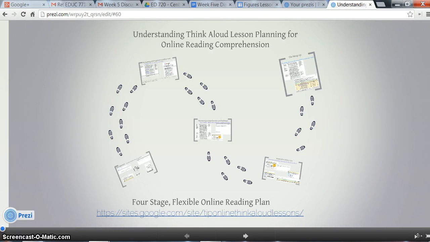This Prezi focuses on understanding Think Aloud lesson planning for online reading comprehension: a 4-stage, flexible online reading plan. You can follow the link to sites.google.com for tips on Think Aloud lessons.